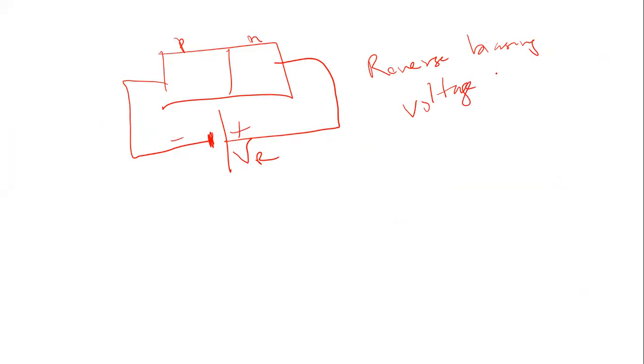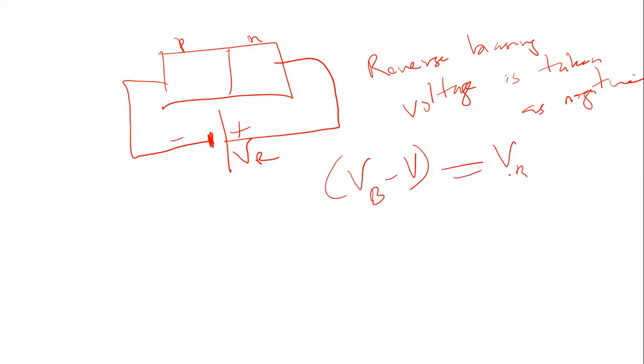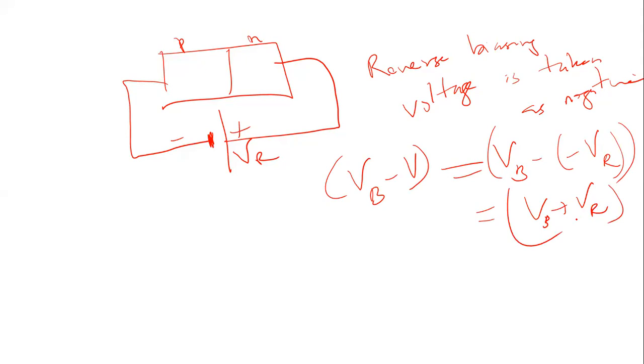This reverse biasing voltage is taken as negative. Therefore, the effective potential across the PN junction, VB minus V, will be VB minus of VR. So this will be VB plus VR. So the external biasing voltage, the reverse voltage, will add to the barrier potential.